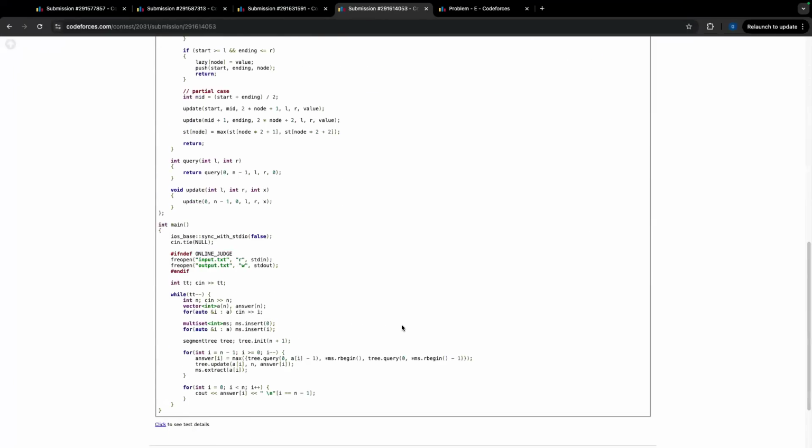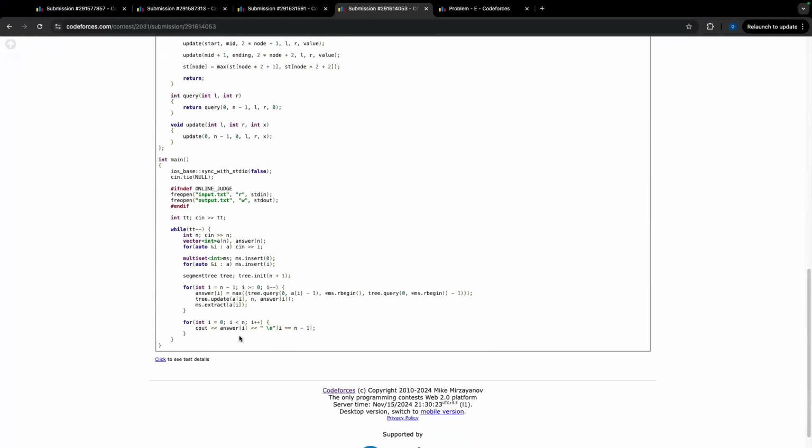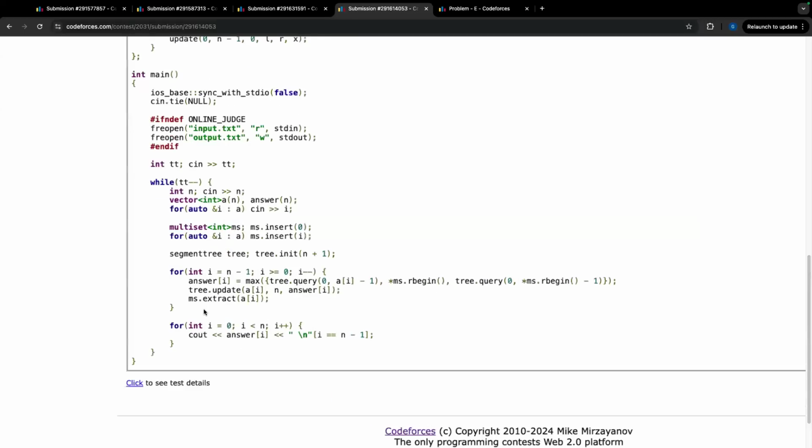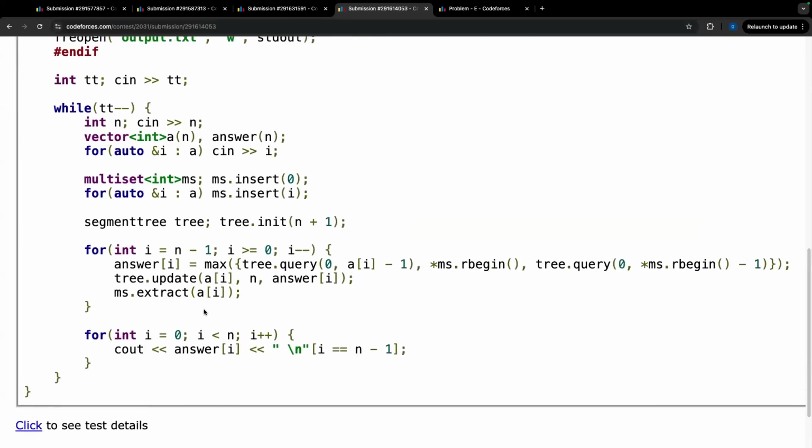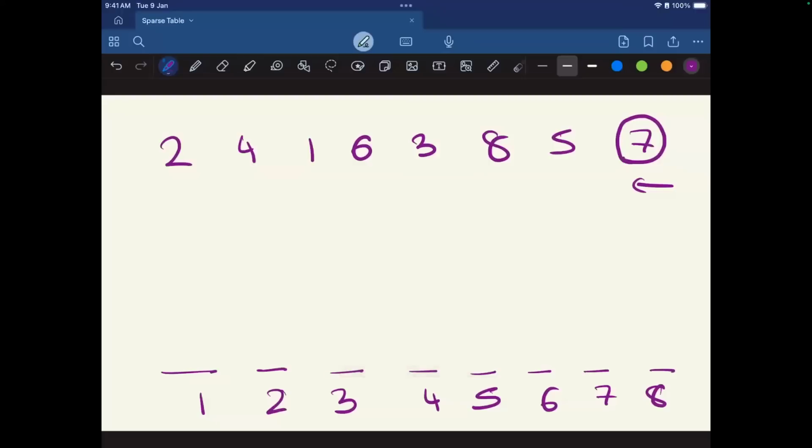The answer is either ms.query(0 to ai minus 1), or ms.rbegin, or ms.query(ms.rbegin minus 1). So the answer is either the largest element towards the left, which is 8, or the answer between 0 to 6. You can see that everything is initially 0, so it is going to be 0.